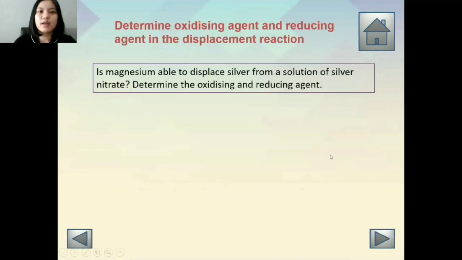Okay, we also need to know how to determine the oxidizing agents and reducing agents in displacement reactions. In this question: is magnesium able to displace silver from a solution of silver nitrate? Determine the oxidizing and reducing agents. How to solve the question? There are also several steps.